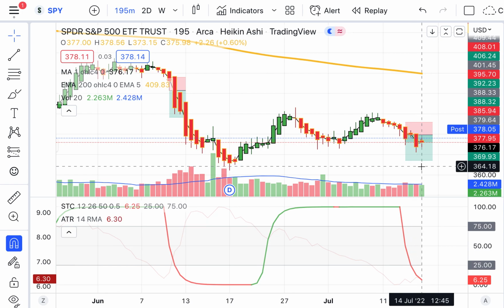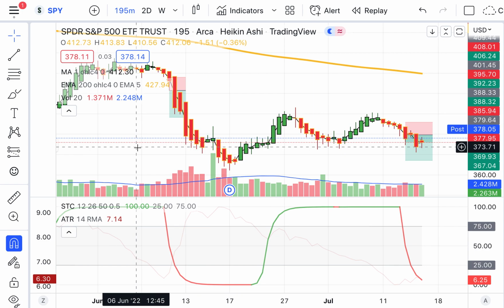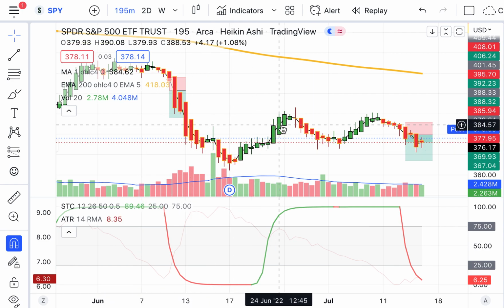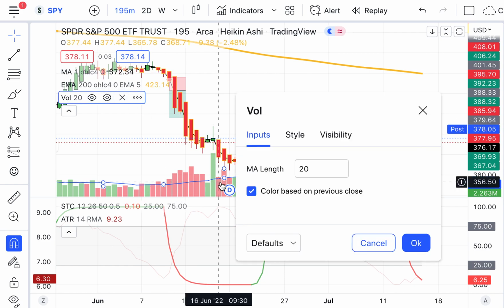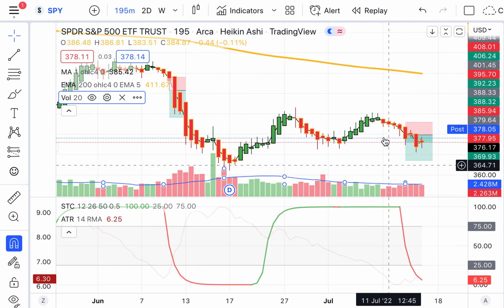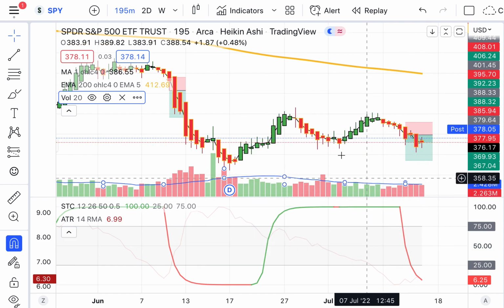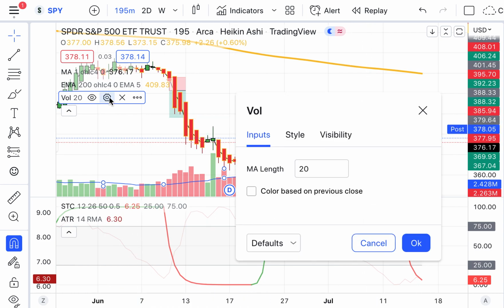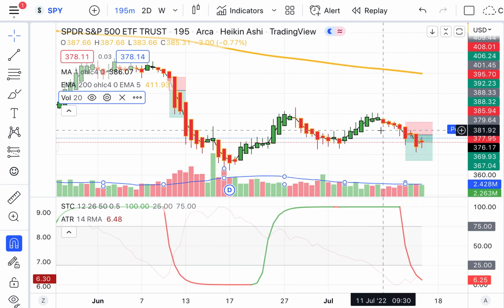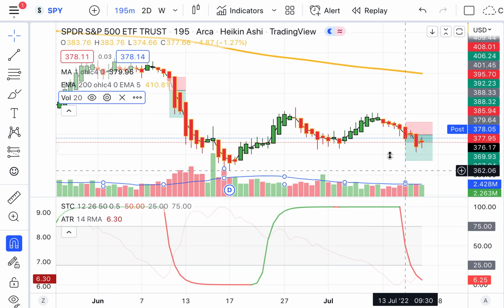Again, I pay attention to a lot of things when I look at the charts, and volume can be helpful. When you set volume here, and it's just your standard volume setting, there are a couple of things you can do. I go back and forth with whether I want the color based on the previous close or not. If you don't check that, then a red candle's always red volume, green candle's always green volume. If you do check that, it'll base the color on the previous close. So you can do it either way.